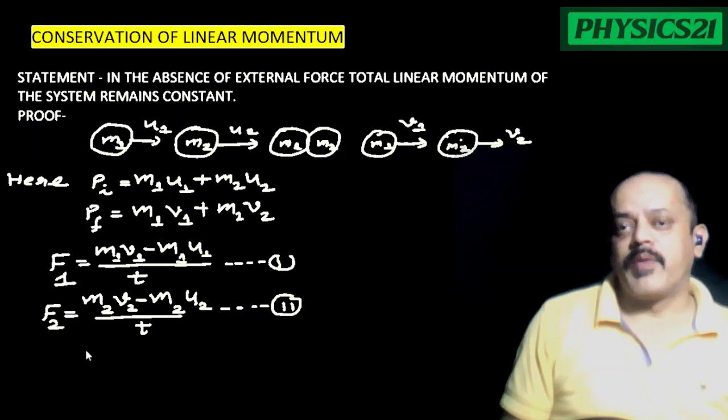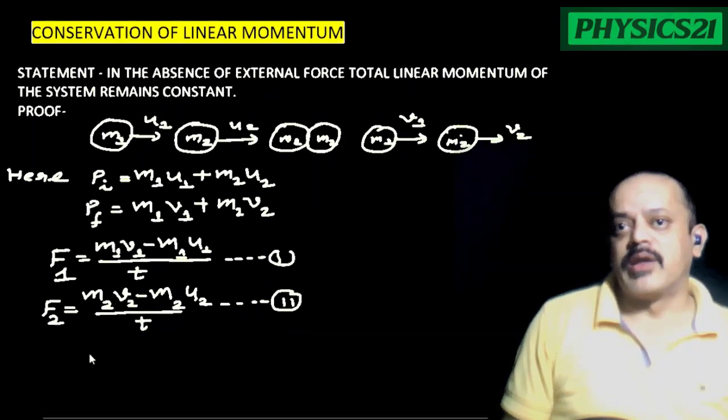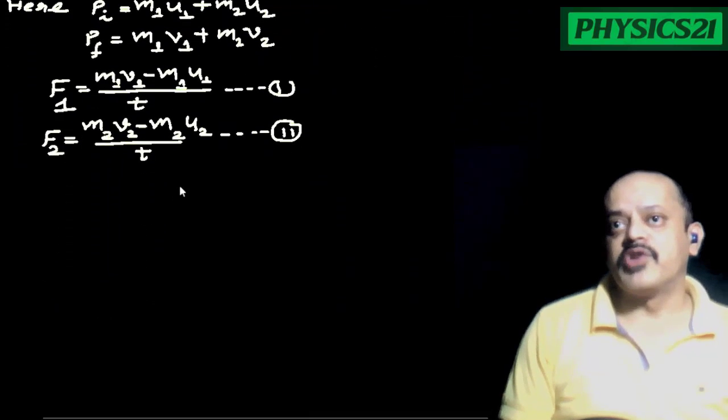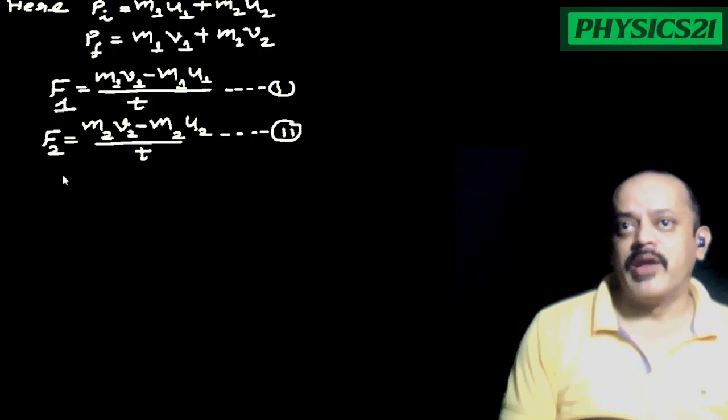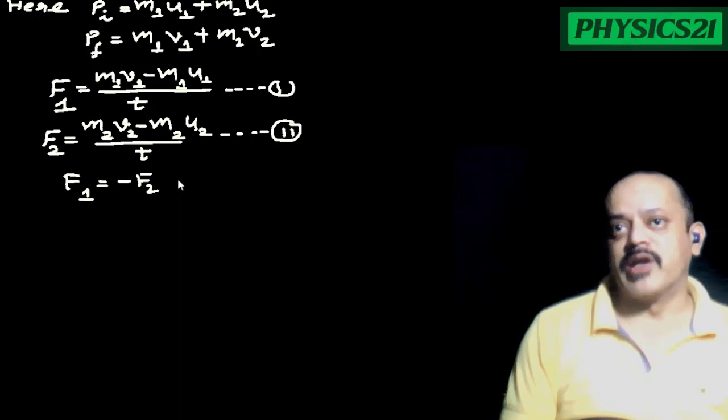As we know from Newton's third law of motion, there is an equal reaction for each and every action. So here, according to this law, F1 should be equal to minus F2, because both are in opposite directions. Action and reaction will work on different bodies. And this is equation 3.